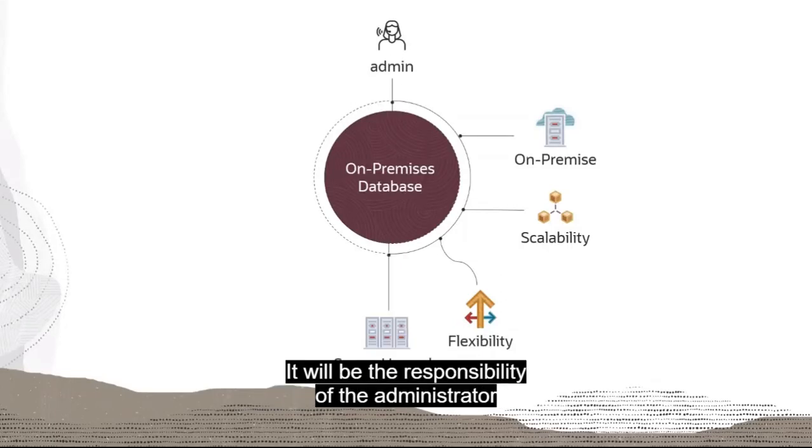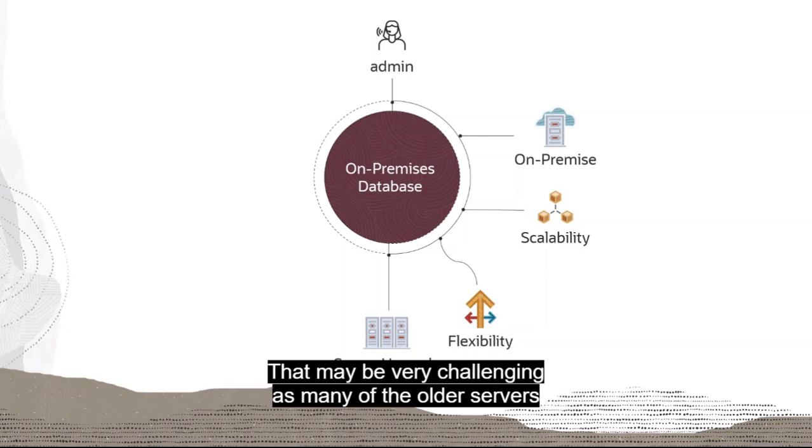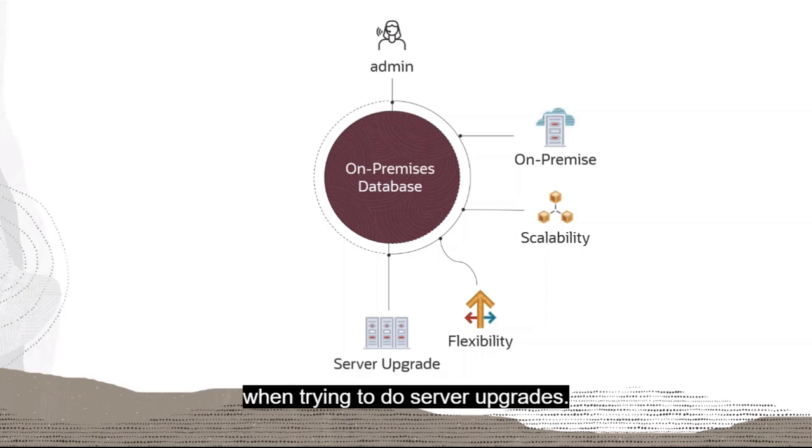It will be the responsibility of the administrator to upgrade the enterprise system without shutting down the entire system. That may be very challenging, as many of the older servers do not have the ability to do online upgrades. That will be a consideration of the lack of availability when trying to do server upgrades.